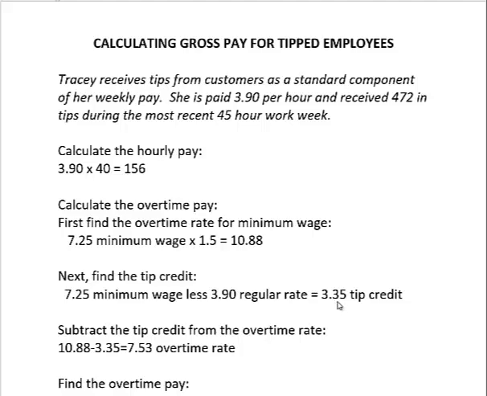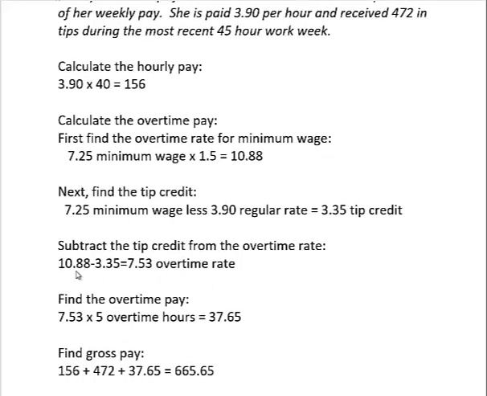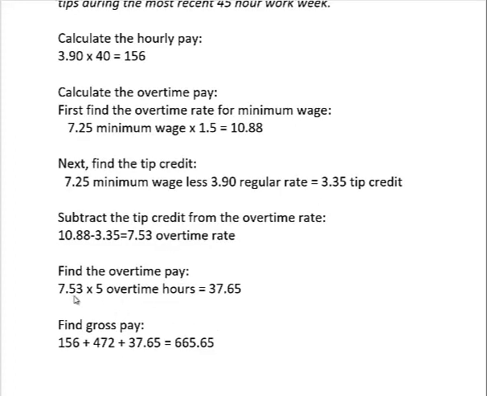So we're going to take that tip credit and apply it toward her overtime minimum wage rate here that we calculated earlier. So $10.88 less her tip credit will give her an overtime rate of $7.53 an hour. Okay, she worked 5 hours of overtime, so her overtime pay at $7.53 an hour is $37.65. So now we'll add her regular hourly pay plus her tips plus her overtime pay to give Tracy a gross pay of $665.65.